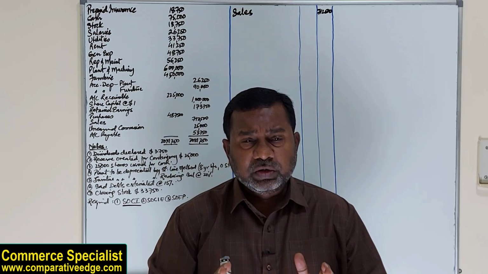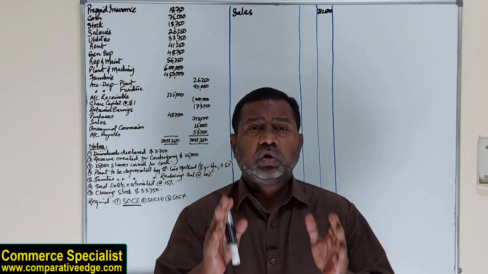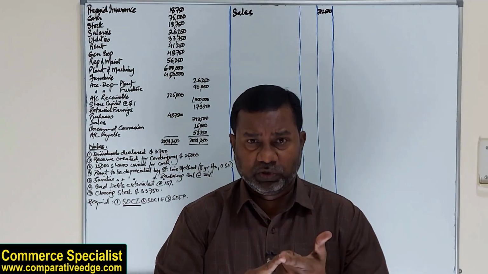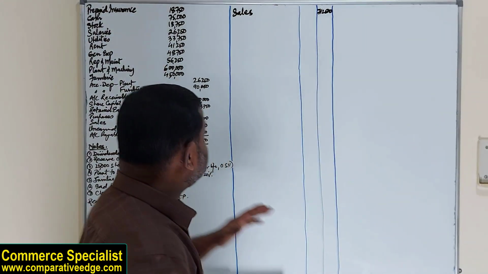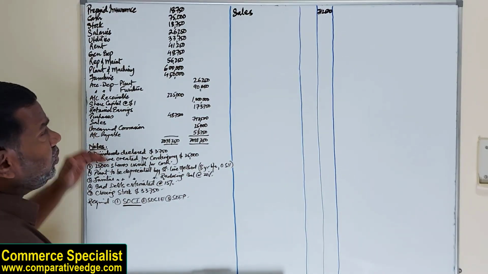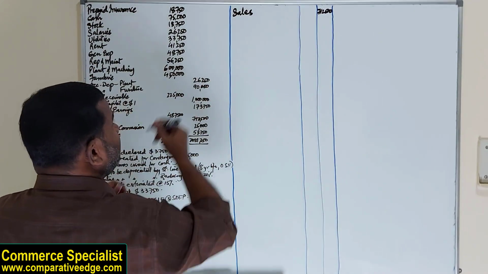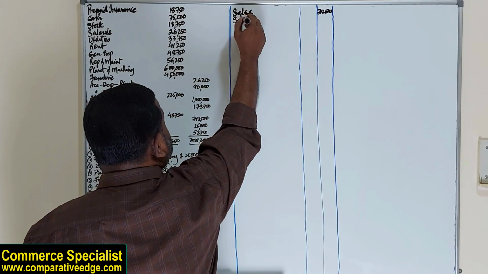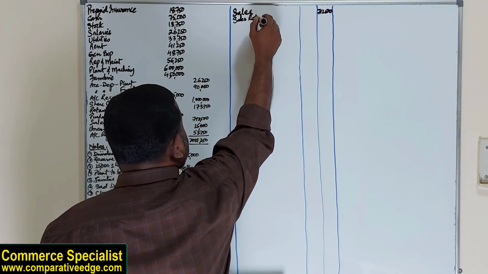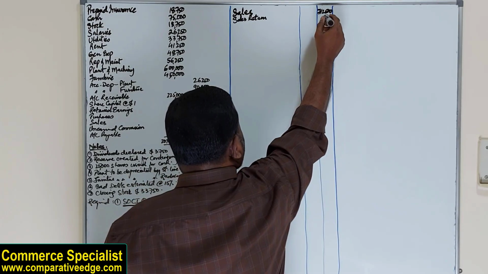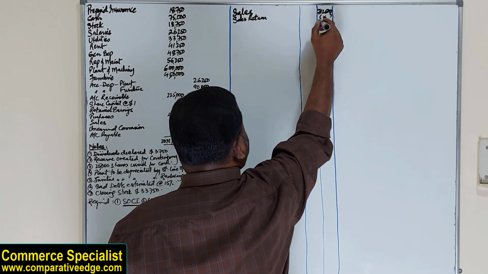Here, please remember, when there is sales, always check in the question for sales return or return inwards. So in this question, we don't have sales return or return inwards. If we do, then we will subtract it from here. So I'm just showing you, if it is there, you minus sales return. Sales return, another name for it is return inwards. We don't have it, so I'm just writing an X here.